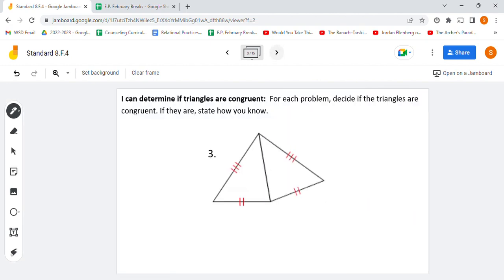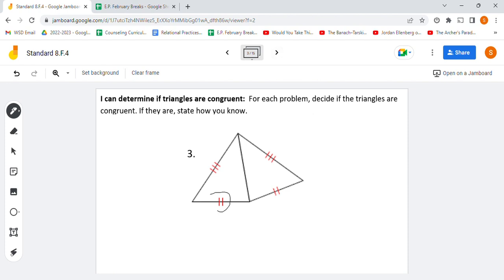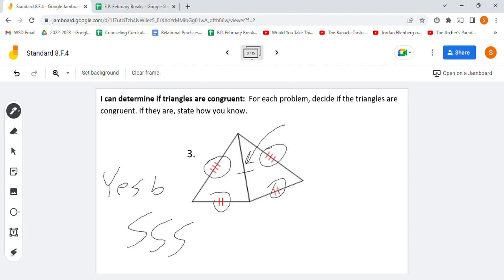On our next example here, we have again two pairs of sides, and then on this third one, this side again is shared like before, so we've got three pairs of congruent sides. The side-side-side congruence theorem tells us if we have three pairs of congruent sides, then they are congruent. So yes, these are congruent by the side-side-side congruence theorem.